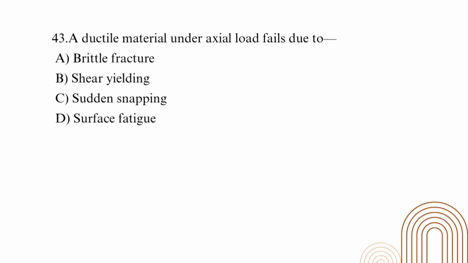Now the next question number 43. A ductile material under axial load fails due to, and options are A, brittle fracture, option B, shear yielding, option C, sudden snapping, and option D, surface fatigue. And the correct answer is option B, that is shear yielding. A ductile material under axial load fails due to shear yielding.